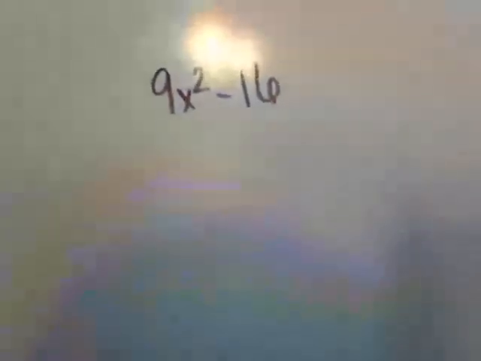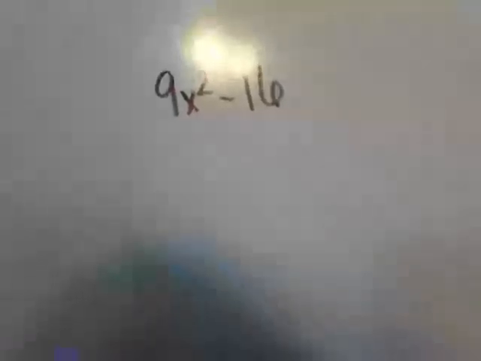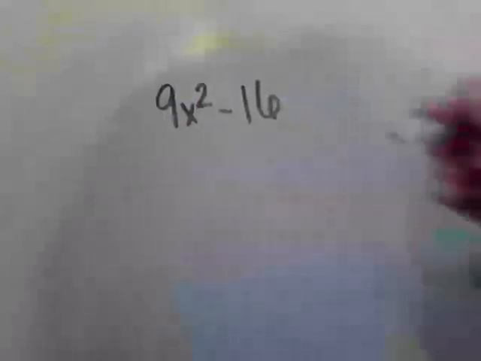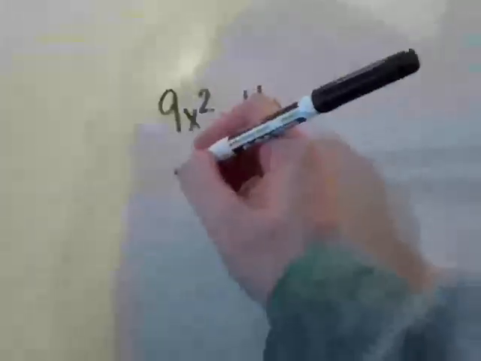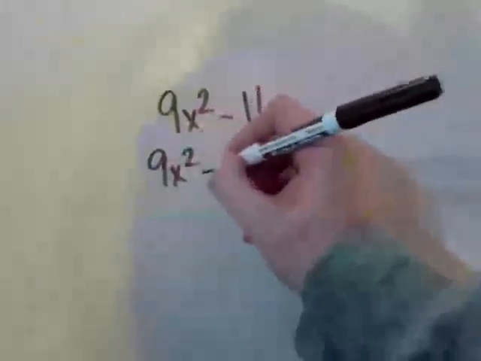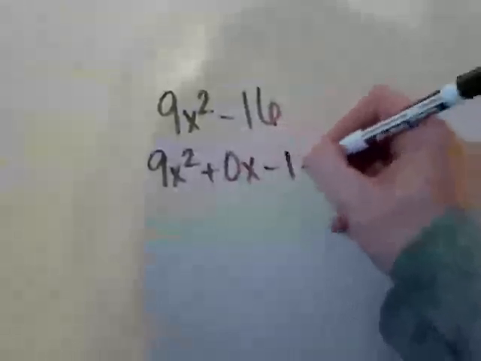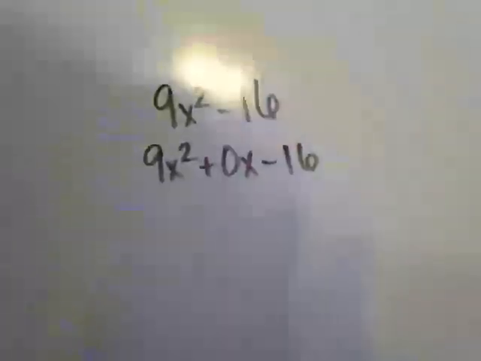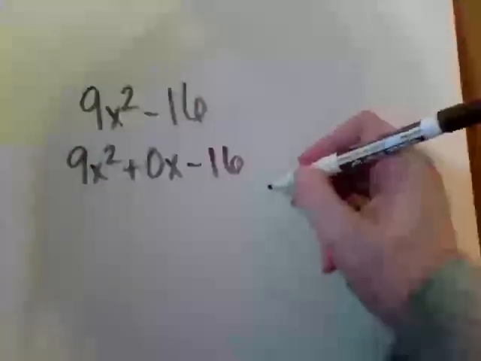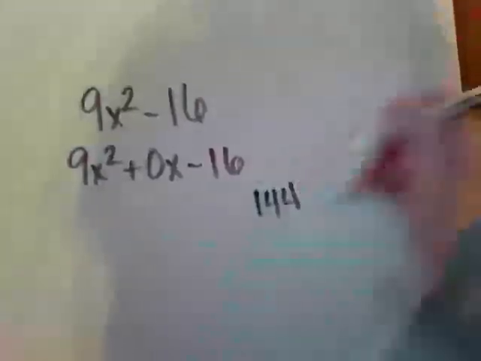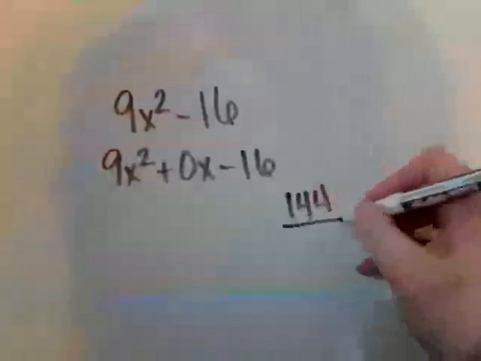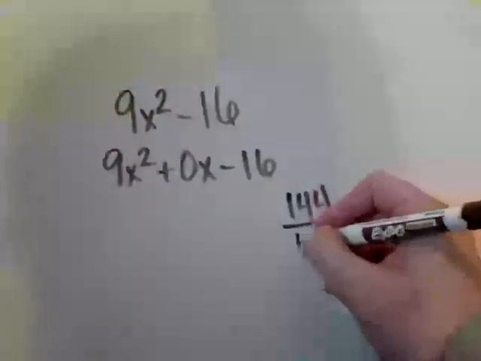If we have one that has a leading coefficient, let's say 9x squared minus 16, we can still start by doing the 9 times 16. We should start by writing it as 9x squared plus 0x minus 16. If we're doing this one the long way, we would do 9 times 16 to get 144.